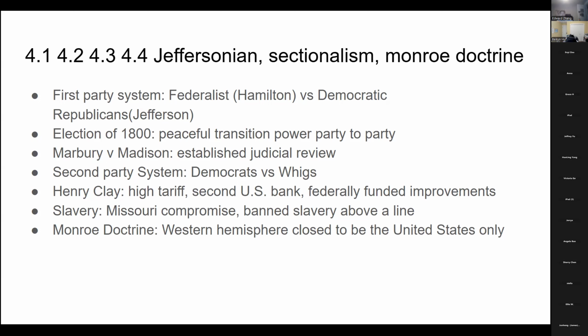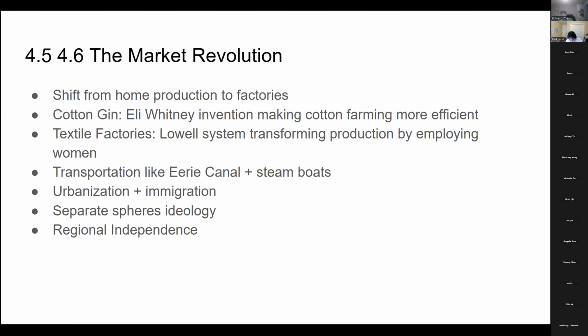So that is why they ultimately decided to admit Maine as a state. And then the Monroe Doctrine was a very important belief formed by President James Monroe. He believed that the Western Hemisphere was closed and destined to be controlled by the United States and the United States only, because he thought it was their duty to rule the area and maintain control. All right. And then next, 4.5 and 6 is all about the market revolution.